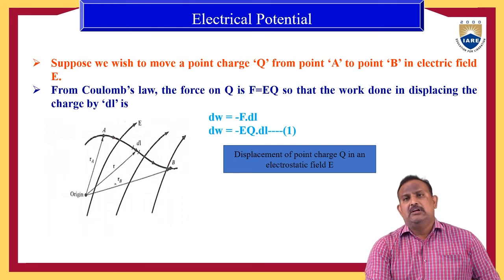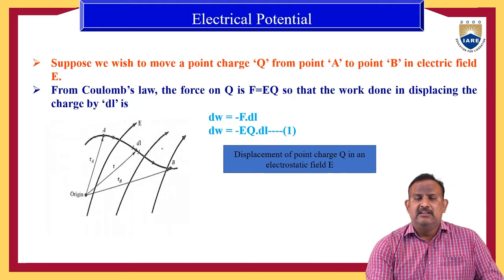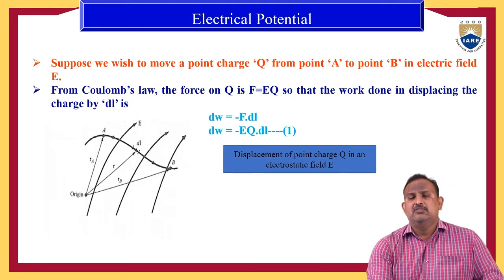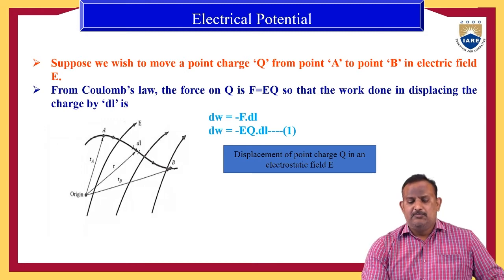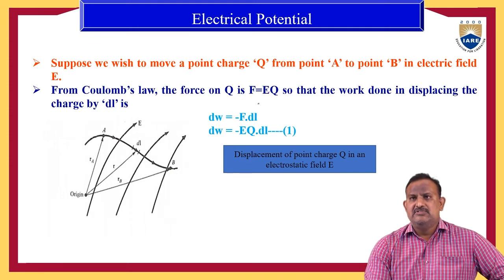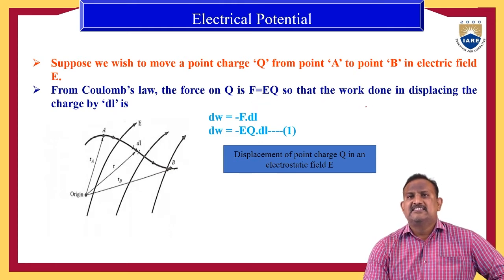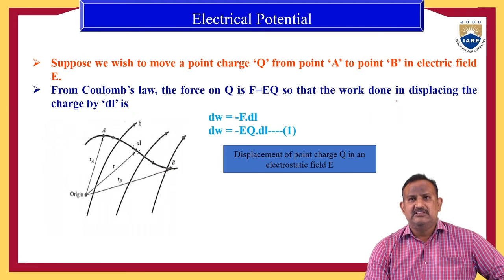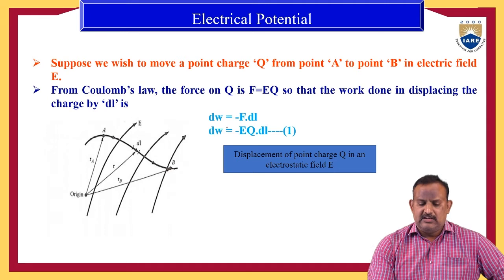I need to move the point charge from point A to point B. Here I am applying some work against the charge to move it from point A to point B. From Coulomb's law, the force on any charge, F is equal to Q into electric field intensity E. So the work done in displacing the charge by an amount of dl, we can write a formula.